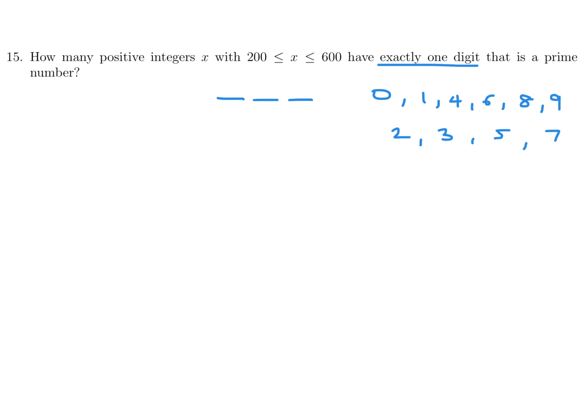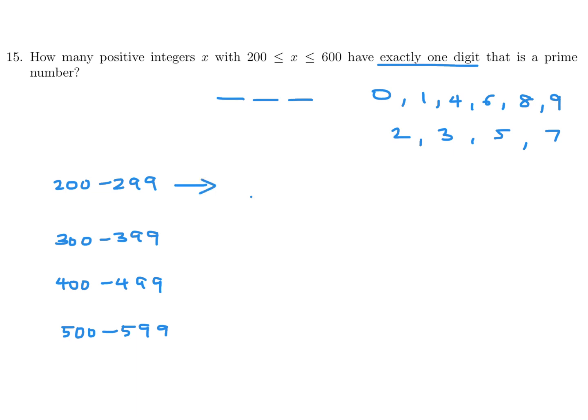Okay, so let's talk about this. I think we have to break this up into segments. So first that segment, then the next segment from 300 to 399, then the next segment, and the last segment, which is 500 to 599, and then the 600, that itself. 600, neither 6 nor 0 is prime, so that doesn't qualify.